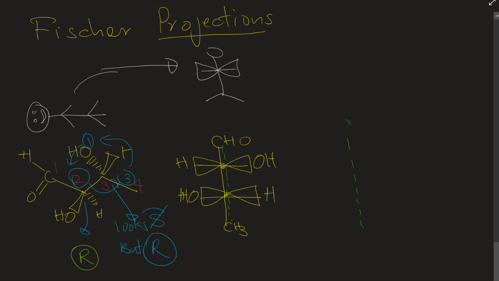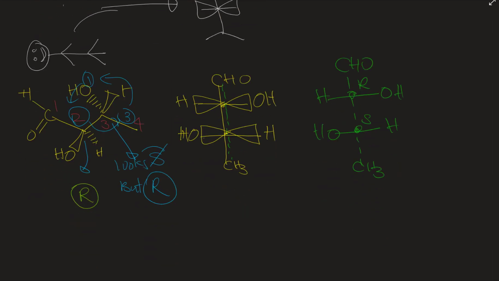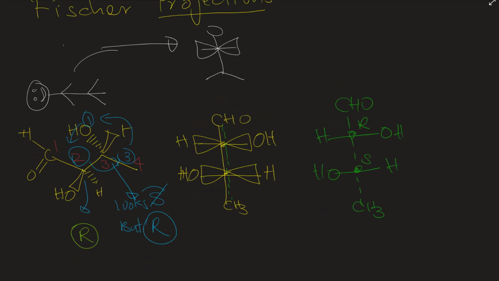Now, if I have this Fischer structure, I can simplify. The vertical lines are going into the screen or into the page, and horizontal lines and atoms are coming your way. Now I can show it exactly. R and S: the second carbon R configuration, third carbon S configuration, right? And so that's what we know.